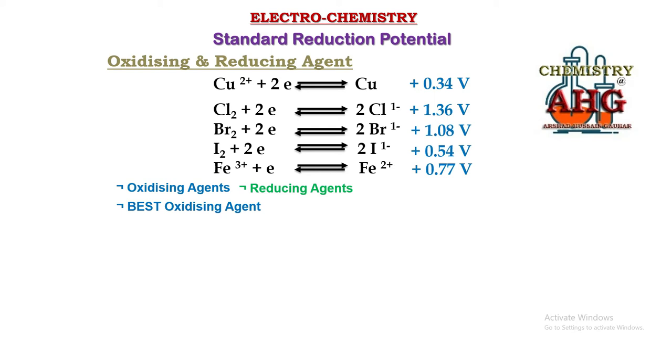The answer is chlorine. You are right. Why? Because you can see chlorine, when it has undergone reduction, has given a voltage of 1.36 volt. So you can say chlorine is the best oxidizing agent. Why is it the best oxidizing agent? You can say it is the best oxidizing agent since its standard reduction potential is most positive, since it has produced maximum voltage. So this is the answer whenever you want to give an explanation for a best oxidizing agent.